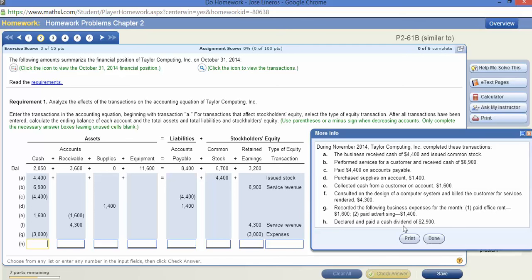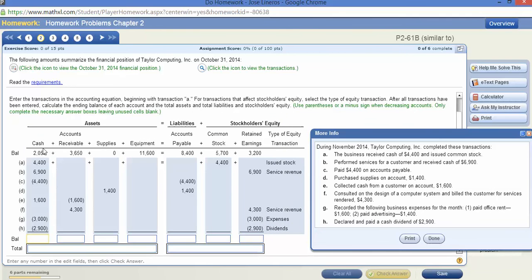H, declared and paid a cash dividend of $2,900. Well, if we pay a dividend, then we're obviously going to drop $2,900. Also, if we pay a dividend, our retained earnings are going to drop because some of our earnings that we have we're giving away in the form of a declared dividend. So this will be a drop in retained earnings of 2,900, and this is a dividend declaration. So we're paying dividends.